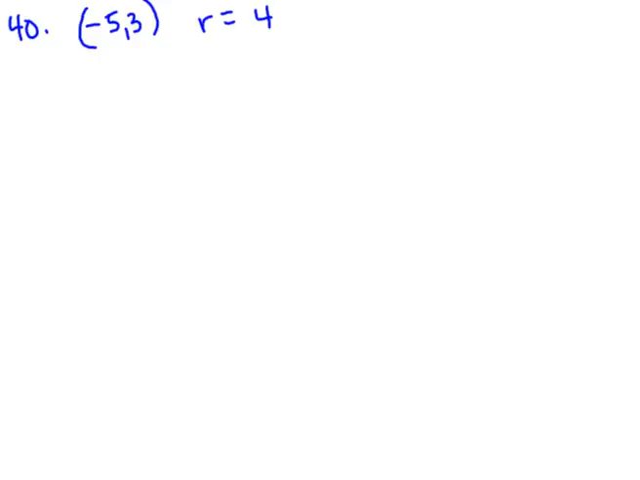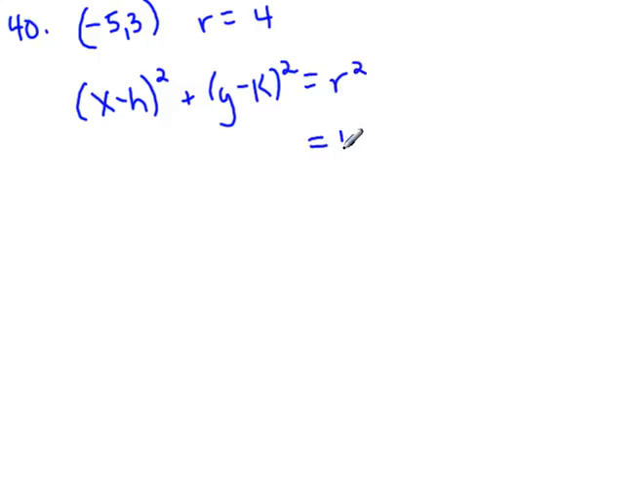Number 40 asks us to find the equation of the circle whose center is (-5, 3) and whose radius is 4. Well, remember the formula for a circle is (x - h)² + (y - k)² = r². Well, if r is 4, r² is 16.